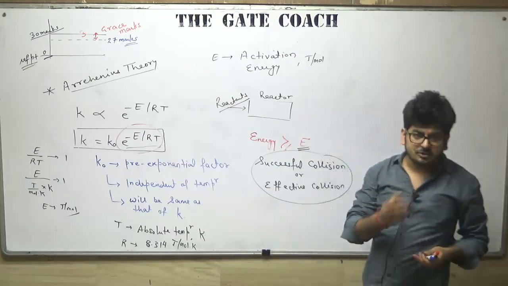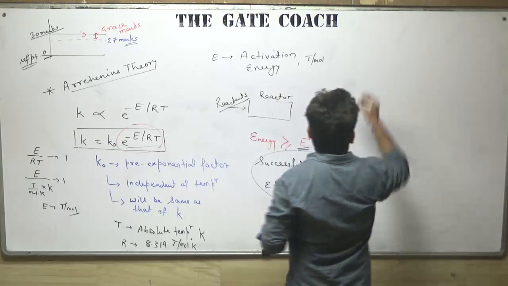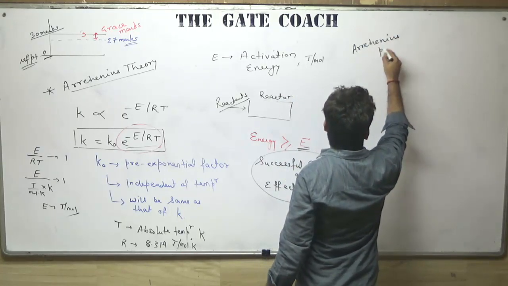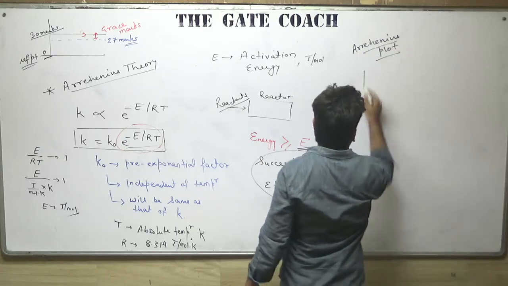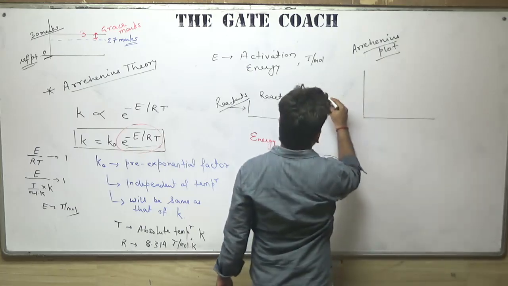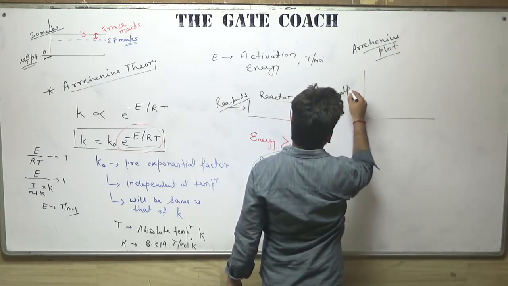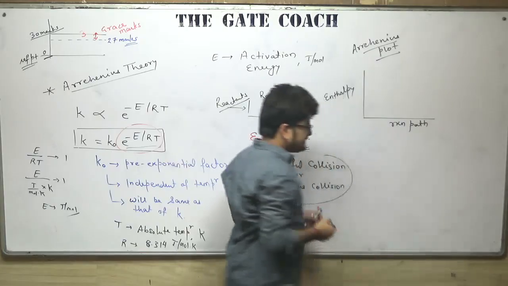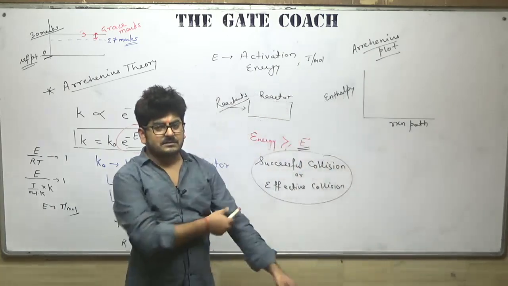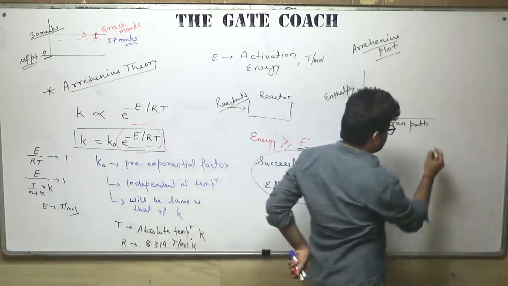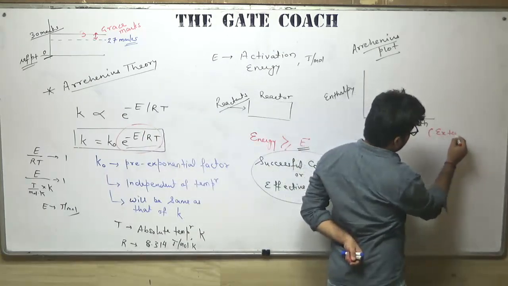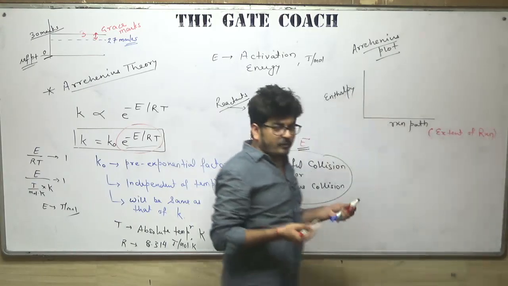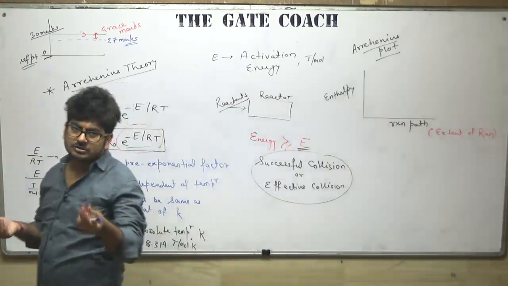Now what is that threshold? If I draw an Arrhenius plot, the Arrhenius plot is between enthalpy on the y-axis and reaction path on the x-axis. What is that reaction path? Basically, the reaction path means the extent of reaction, or you can say the reaction coordinate. And what is that? That we will discuss in solution thermodynamics.